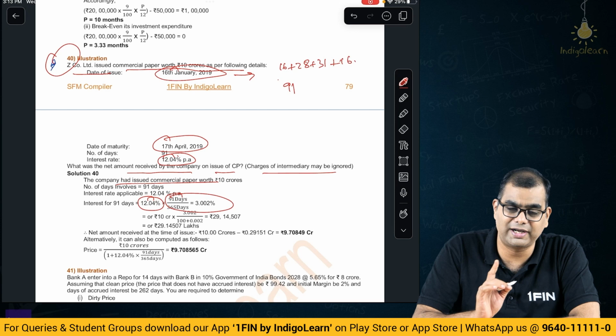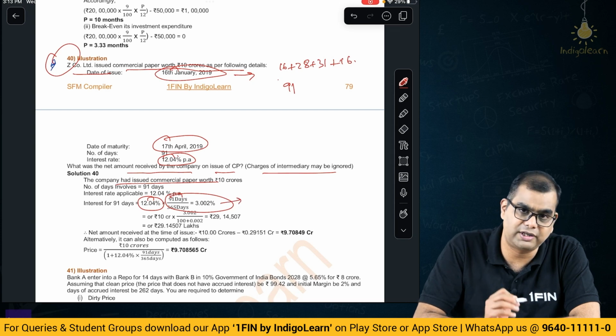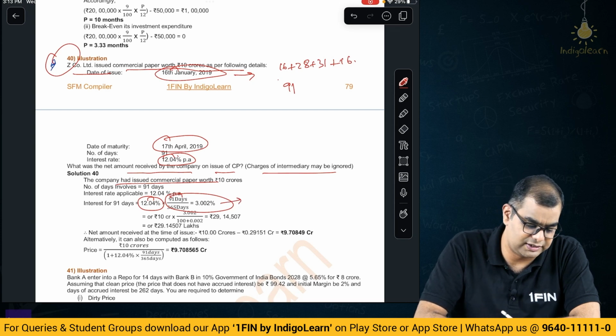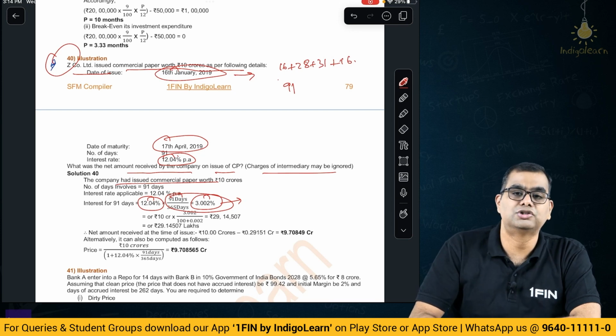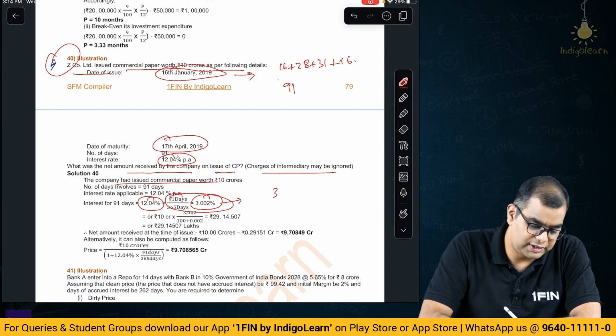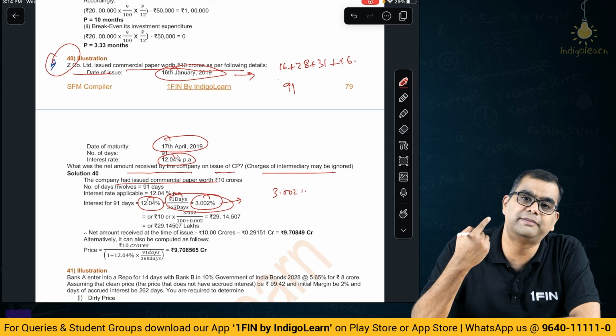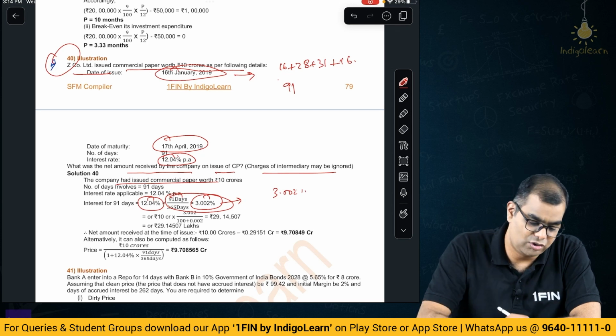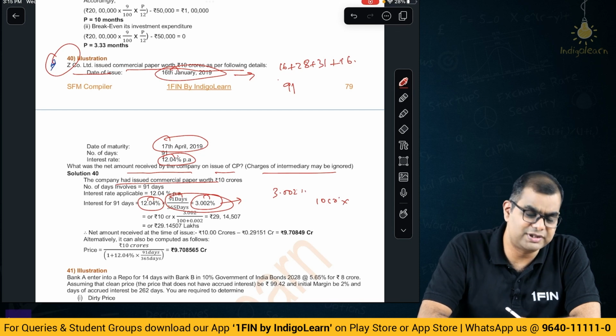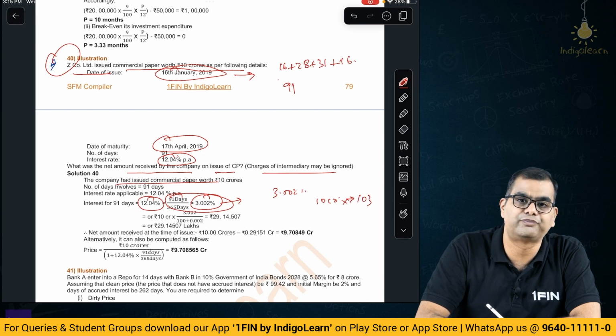You should find out. You should not directly multiply 12.4% into 91 by 365 into 10 crores, that is the interest value, no. You first find out the interest for 91 days, which is the applicable rate, whatever is the yield for that, which is 3.002%. So, 3.002 is what you have to pay. You are going to receive some money on which when you add 3.002%, it becomes 10 crores. So, for argument's sake, let us ignore the .002 and take it as 3. This 10 crores is equivalent to 103.